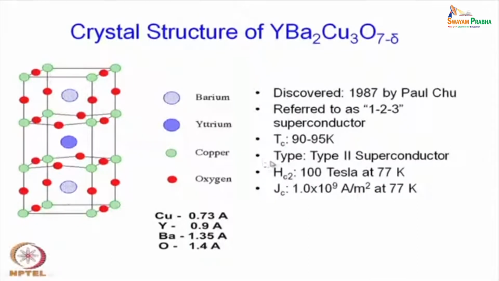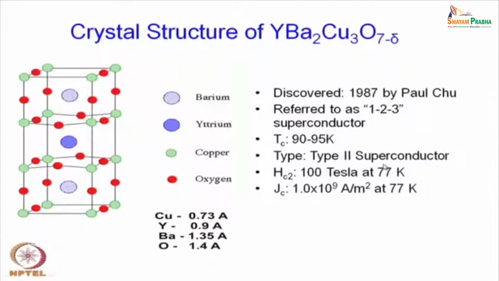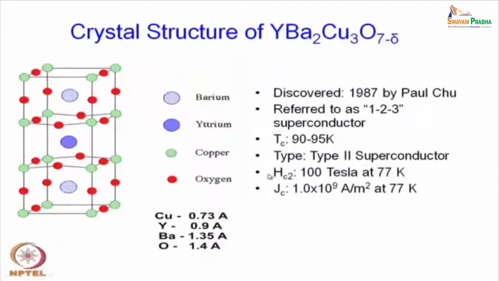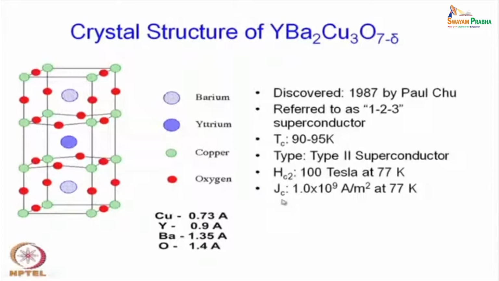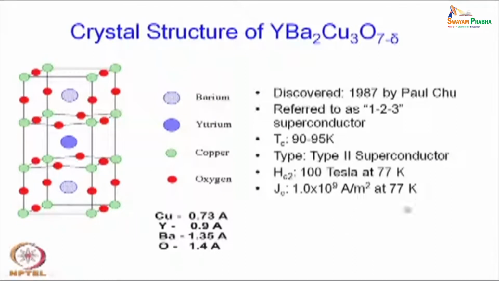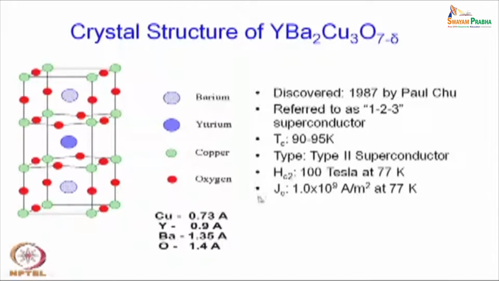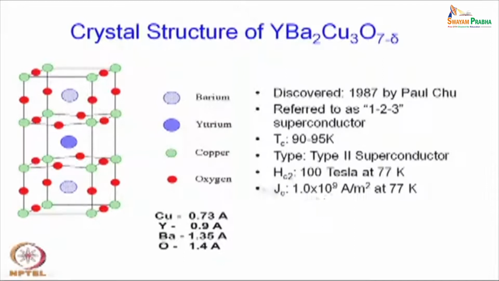For the time being, one can say that it is a type 2 superconductor. What a type 2 superconductor is we will discuss in a few minutes, and there is a critical magnetic field as well as critical current. So, this is the order of the current one can expect a superconductor of this type can carry without destroying the superconductivity.